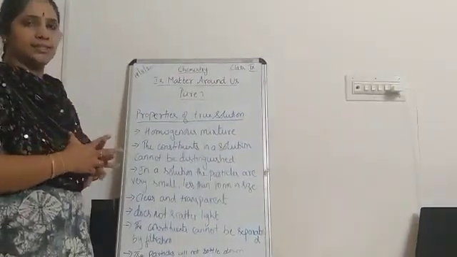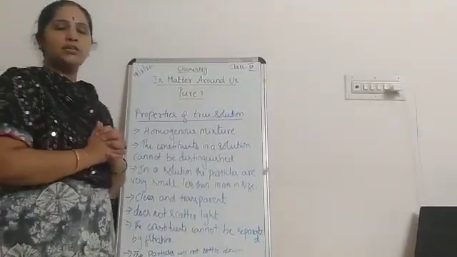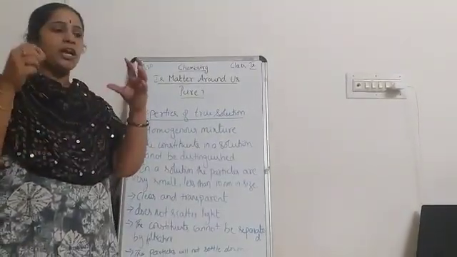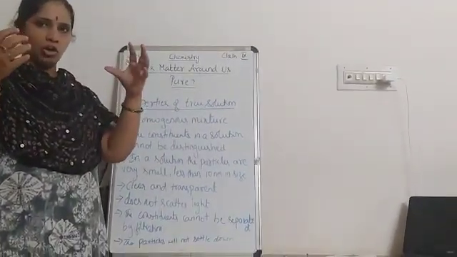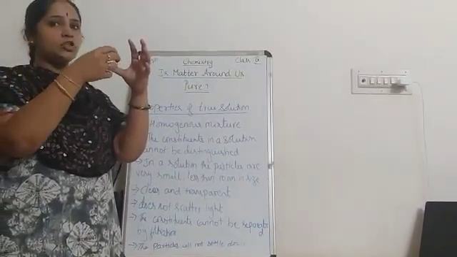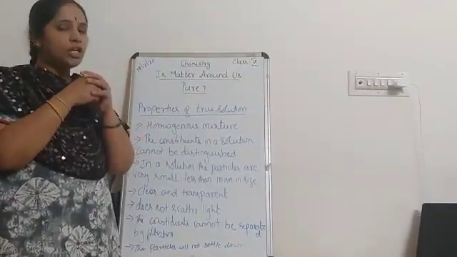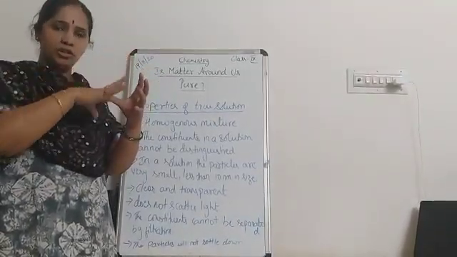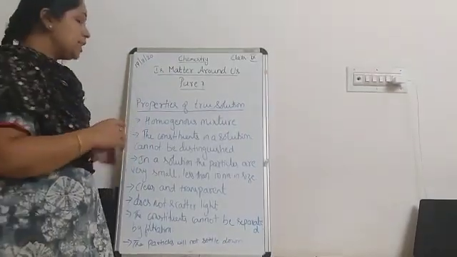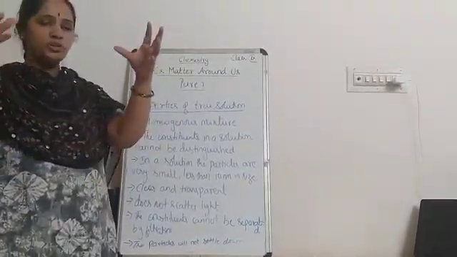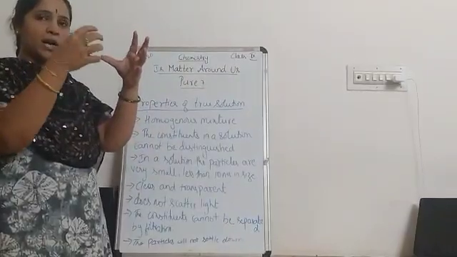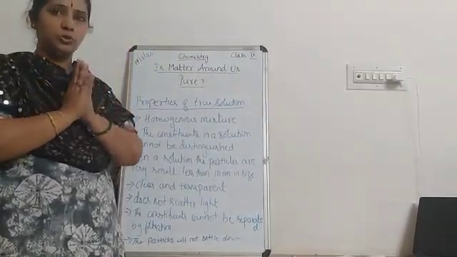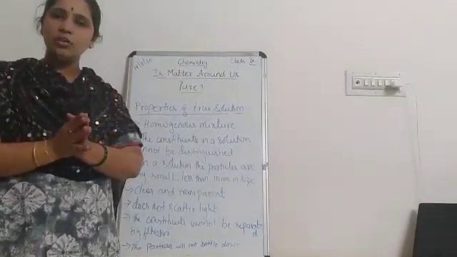So what is this scattering of light? See, children, if you take a suspension, for example muddy water, and take a torch and try to pass light through that muddy water, what will happen? The light will get scattered in the muddy water. Whereas in the case of a true solution, when you try to pass light, the light will not get scattered.